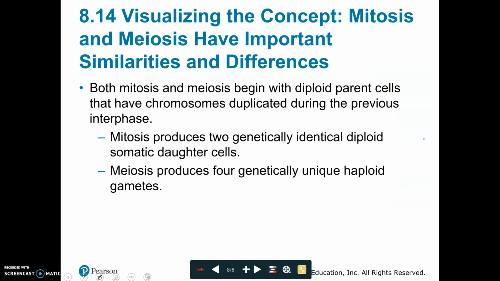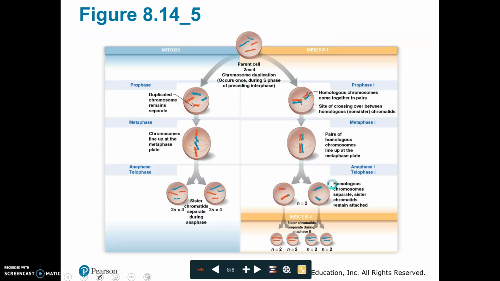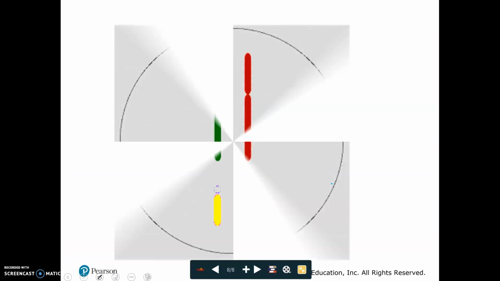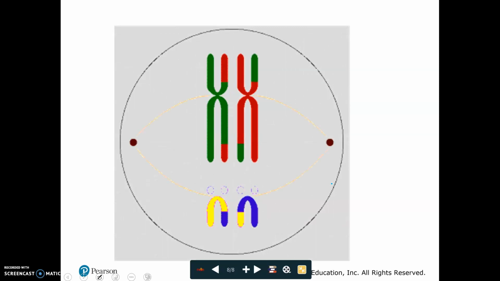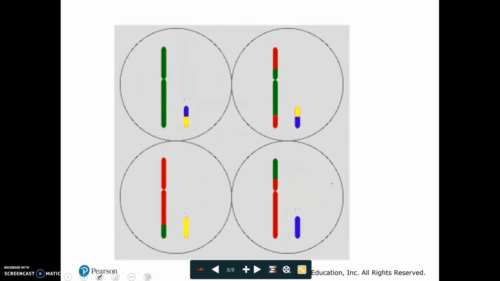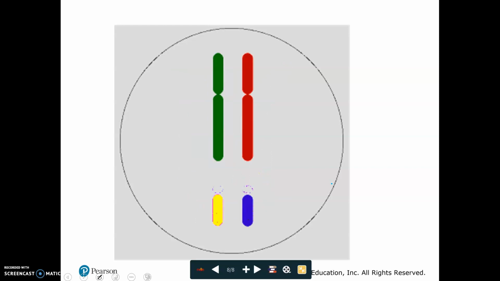So, mitosis and meiosis both start off diploid, but this is probably the takeaway. Mitosis made genetically identical diploid daughter cells, just like the parent, but meiosis makes 4 genetically unique haploid gametes. And this is just another diagram of it, and I do have a little quick animation if we don't run out of time. Here it is, crossing over, meiosis I, meiosis II, 4 cells. So that's kind of an overview of meiosis.